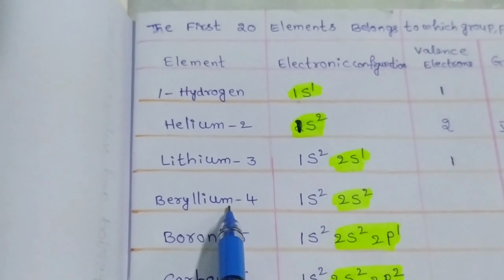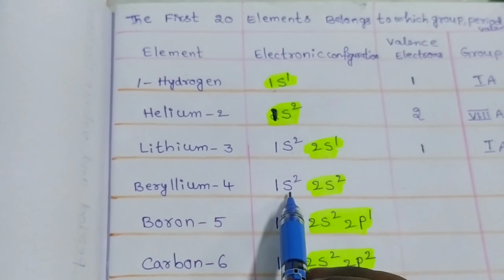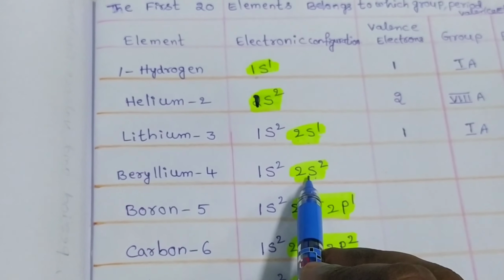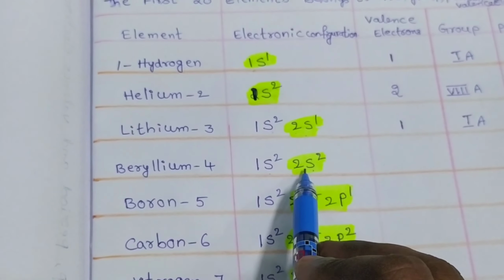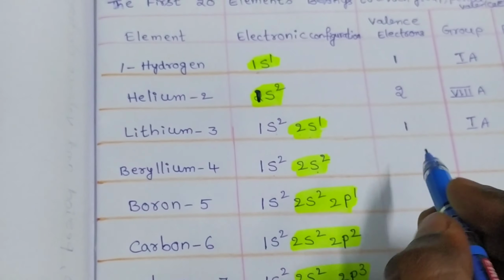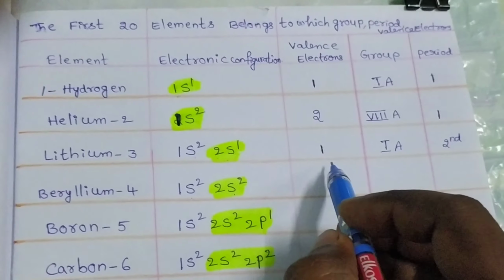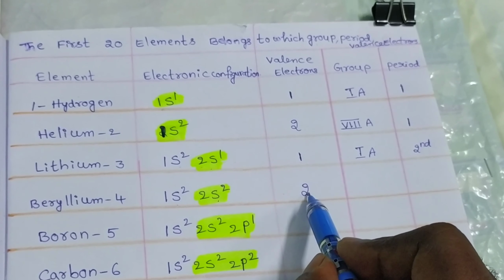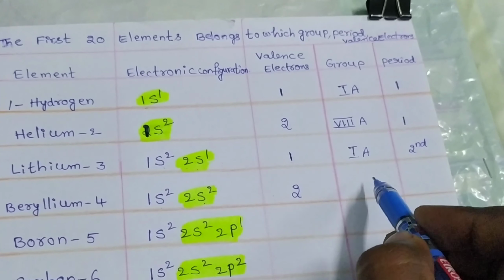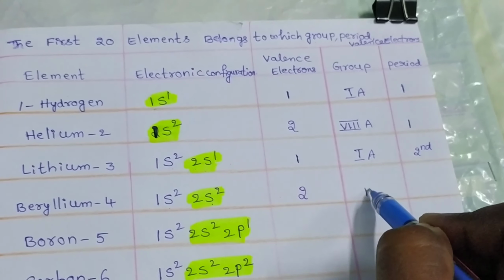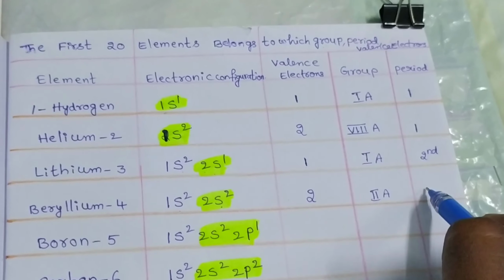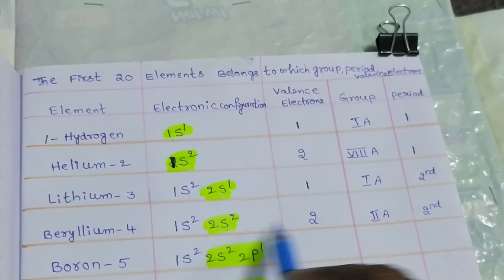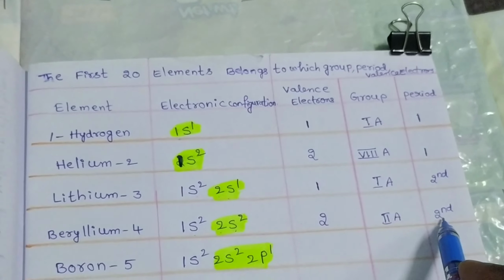Next, beryllium. Electronic configuration is 1s2 2s2. The outermost orbit is marked here. So beryllium contains 2 valency electrons. The number of valency electrons is equal to its group number. So beryllium belongs to second A group and second period, because the outermost orbit is 2.